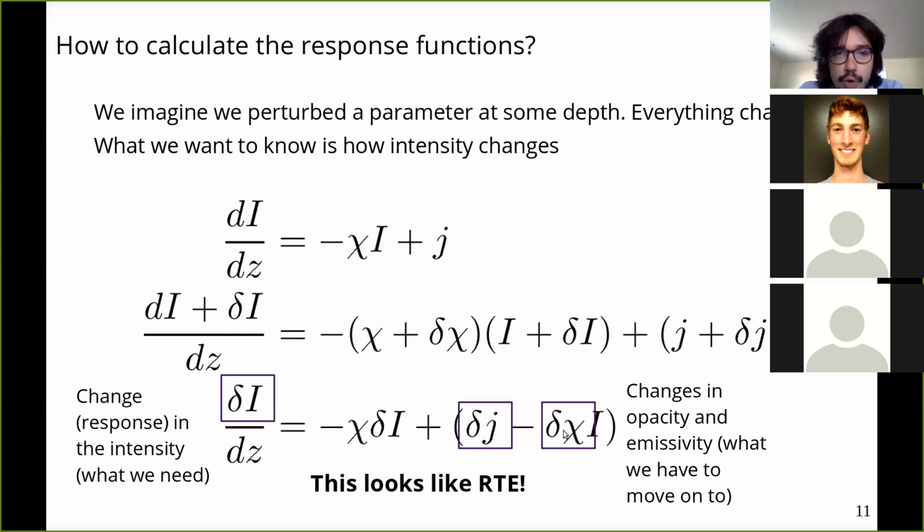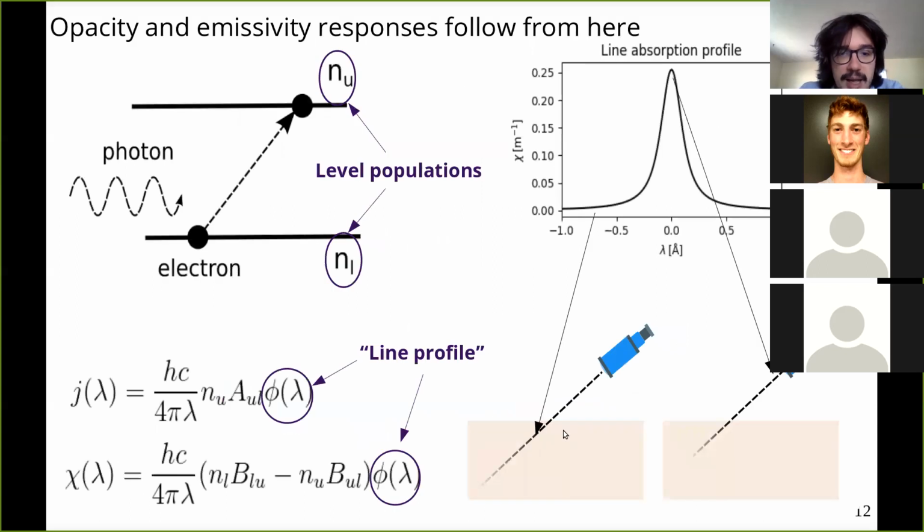Right. And of course, now comes the time for my favorite slide. The answers for these responses are found here. We won't write them down explicitly, but you can think about the ways these parameters are changed by changing the physical conditions in the atmosphere. For example, if I was to change the velocity, then this line profile, which is a local quantity that changes from point to point, would move to the left or the right at the point where I change velocity.